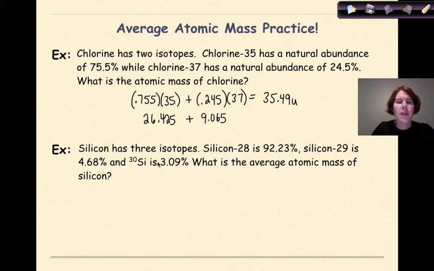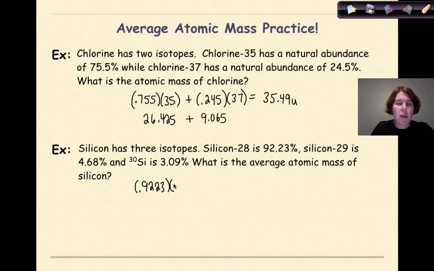Let's look at the next one. Silicon has 3 isotopes. Silicon-28 is 92.23%, Silicon-29 is 4.68%, and Silicon-30, don't get distracted by that, the 30 is still a mass number, it's just being represented a different way, is 3.09%. What is the average atomic mass of silicon? Alright, so I'm going to set this up again. So silicon-28 is 92.23%. So I'm going to take that 92.23% and convert it into a decimal.